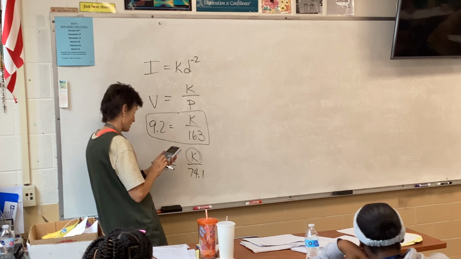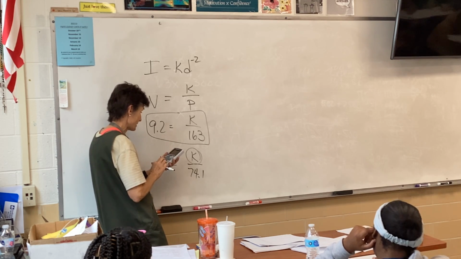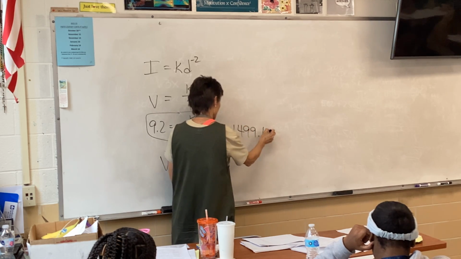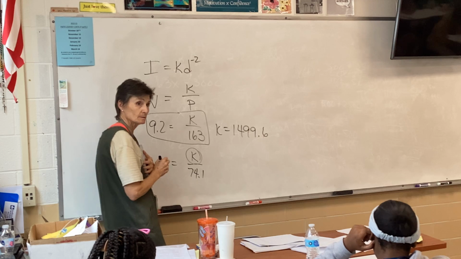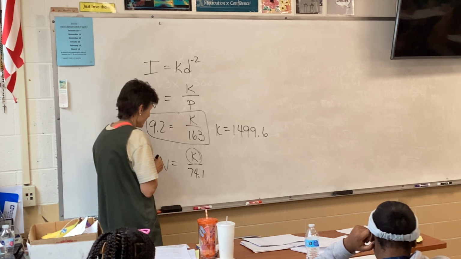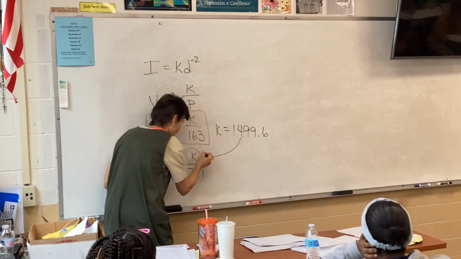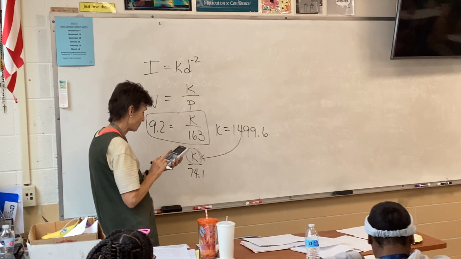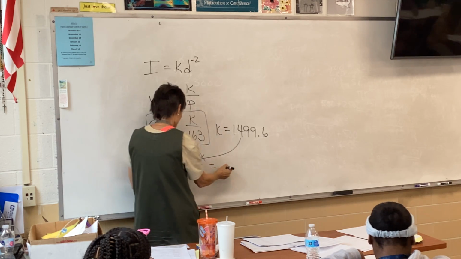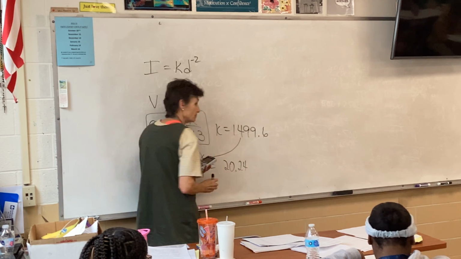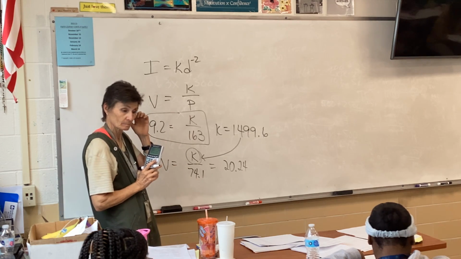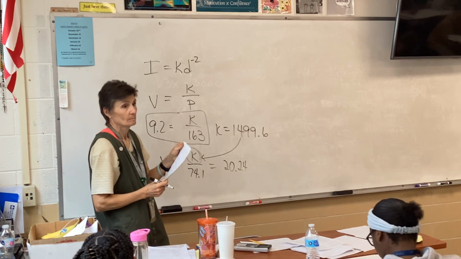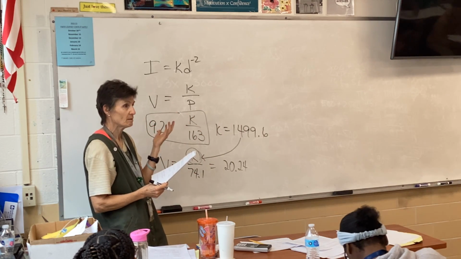So, what's K? 9.2 times 163. So K is 1,499.6. And then I'll take that K and put it right here. So the answer is that divided by 74.1. So did you get 20.24? Everybody, is that okay with everybody?